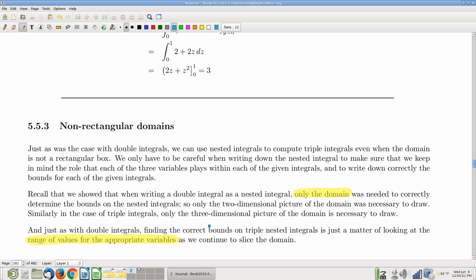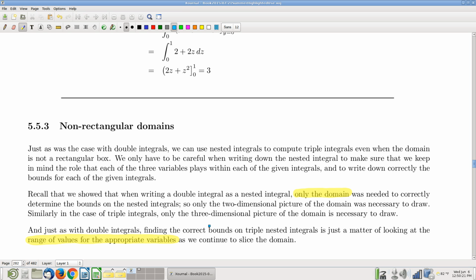Non-rectangular domains. By the way, you might notice the pattern. We're going through the same pattern of we motivated triple integrals, and then we wrote down a definition of triple integrals, and then we talked about nested integrals, and now we're talking about non-rectangular domains. It's the same sequence of ideas that we went through with double integrals, and then we are going to do a bunch of examples as well.